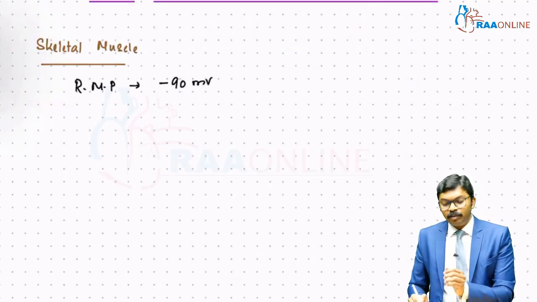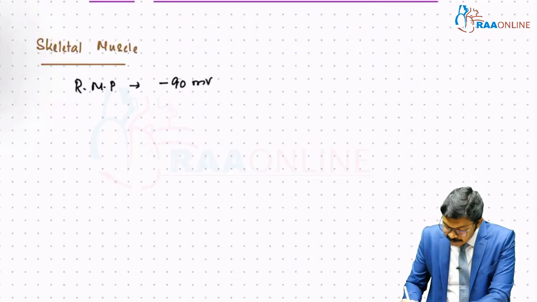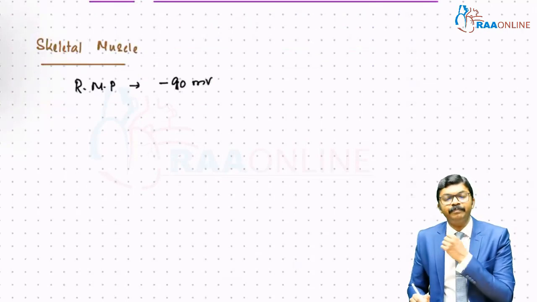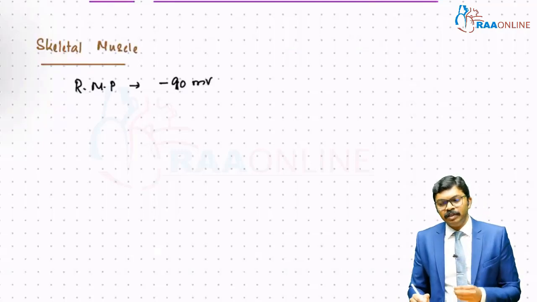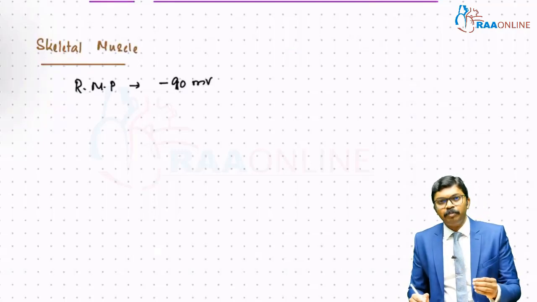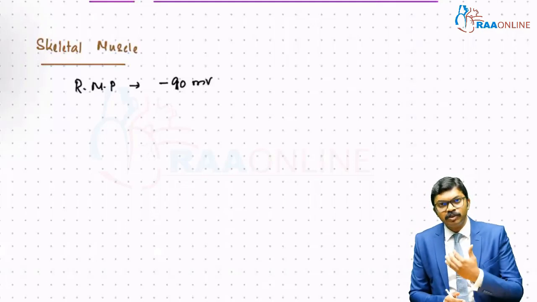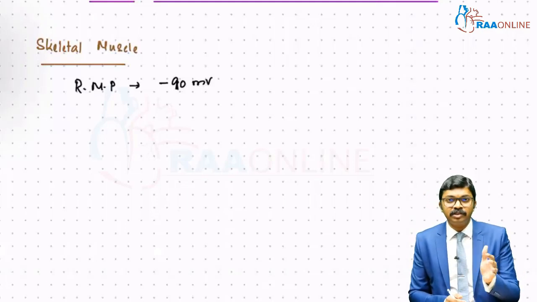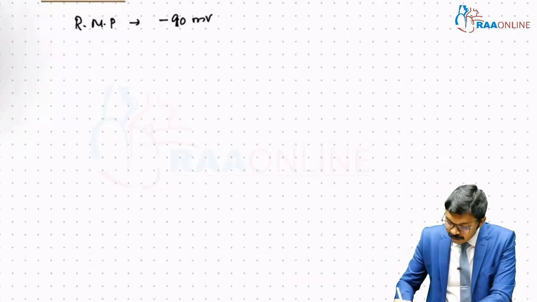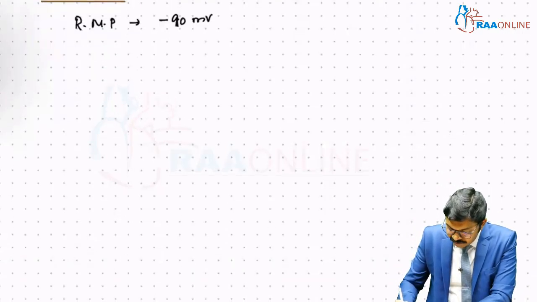The moment you excite a skeletal muscle cell with a neuronal ending, the neuromuscular junction, this will lead to development of a local potential, which is nothing but the motor end plate potential, and from there onwards it's going to cause depolarization once it reaches threshold. So people, let's see the graph first and then we'll discuss the parameters of the graph.